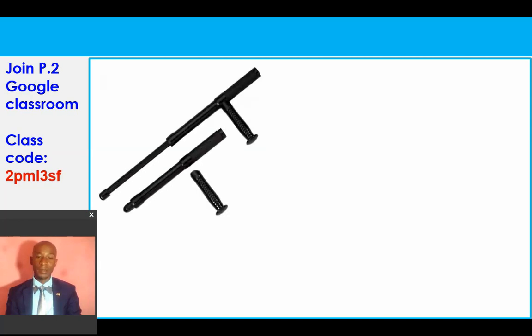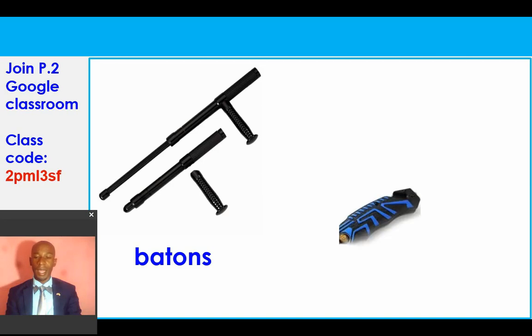There are these ones. What are they? How do we call them? I also see them with police officers. These are batons. A baton is used to maintain discipline. You want to fight, you are beaten. And what else do they use? Another item is here, a knife.